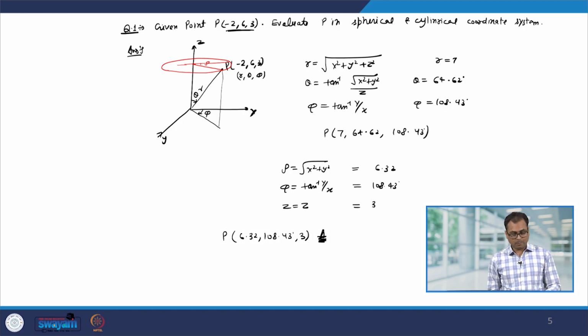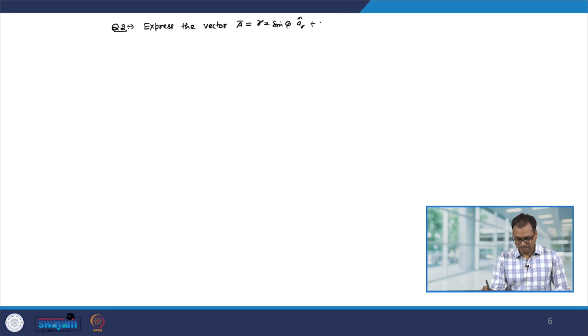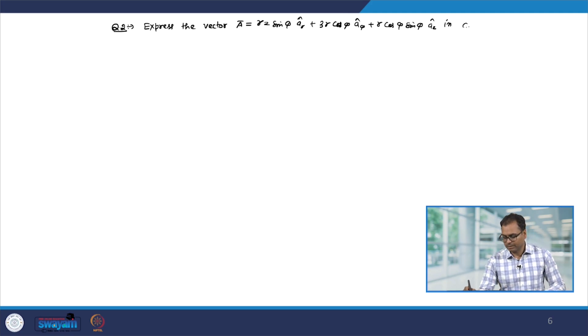Now, let us look at one more problem statement. Question number 2. Express the vector A, which is given as rz sin phi a r cap plus 3r cos phi a phi cap plus r cos phi sin phi a z cap in Cartesian coordinate.